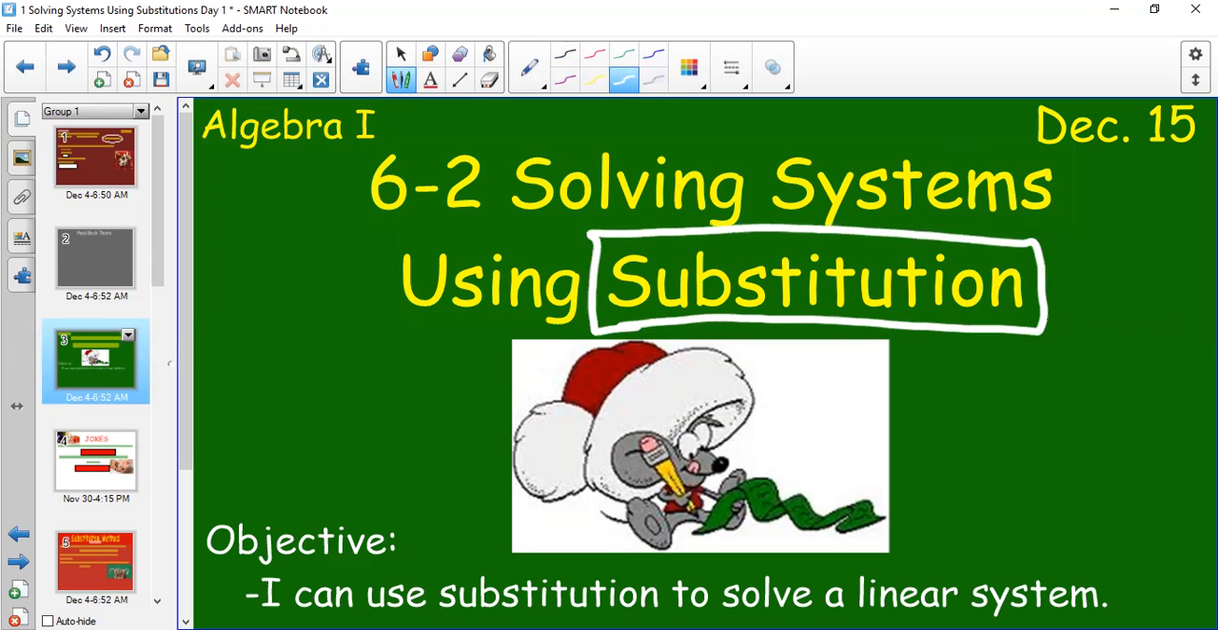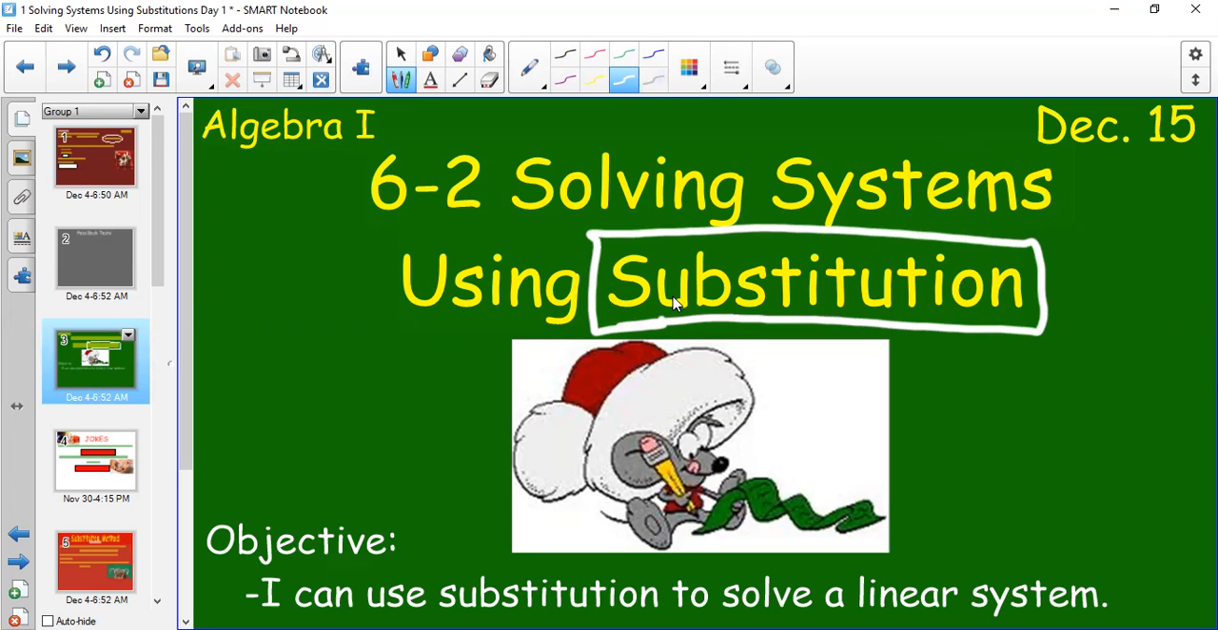And you guys know what a substitute teacher is. It's somebody that fills in for a teacher who is out that day. Math, same way. You guys have learned how to substitute in numbers for variables and that kind of thing. So we're going to be doing that a lot in this lesson.